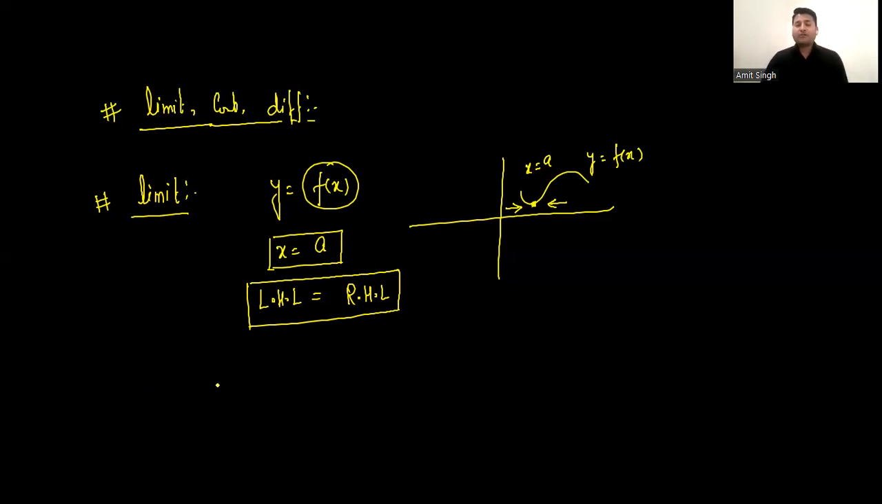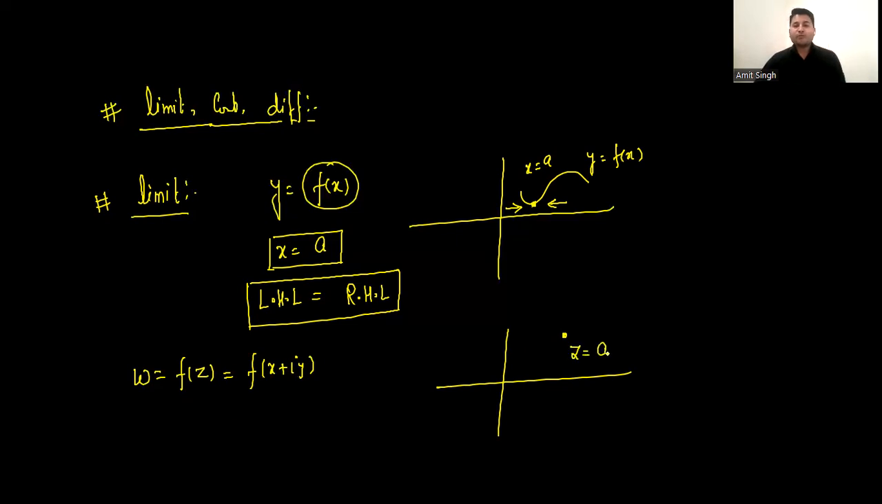Now moving to the function of a complex variable. So what does it exactly mean? A function of a complex variable means we are talking about w equals f of z, that is, a function of x plus iy, like this. Suppose this is some point and we need to find the limit of the function at z equals a.